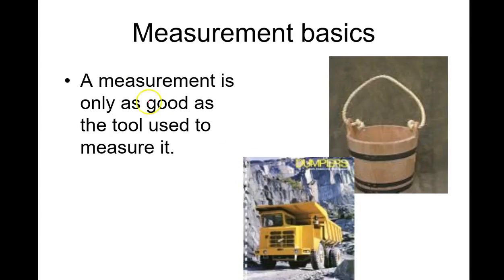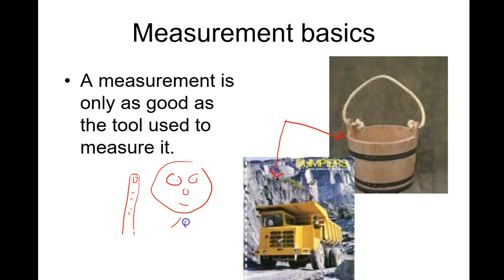So, measurement basics. Measurement is only as good as the tool used to measure it, whether we're using a simple bucket, a dump truck, or even something as simple as your finger for measuring temperature, per se. We're always measuring stuff all the time. You could use your eyes to measure a distance between point X and point Y, and your eyes are pretty good at measuring relative distances. But there are some things that are better at measuring distances.